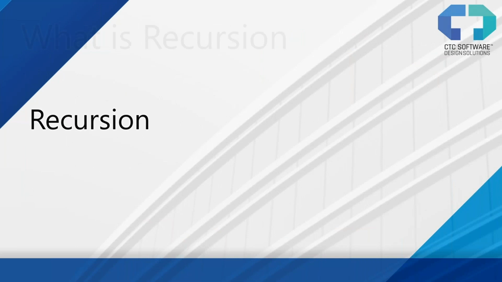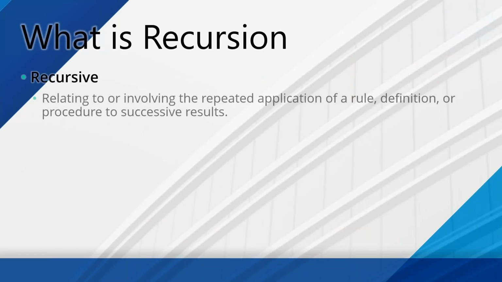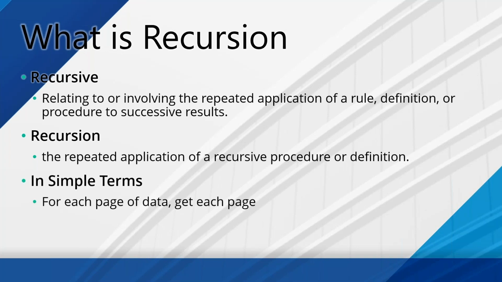What is recursion, really? First off, it comes from the term recursive, which basically, in mathematical terms, is a repeatable application of a rule that you can use over and over again to get successive results, right? That's all recursive is. And the act of doing recursion basically takes a recursive process and runs it. That's all it is. So really, what does this mean? In simple terms, for each page of data, go get me that page. That's what this means.